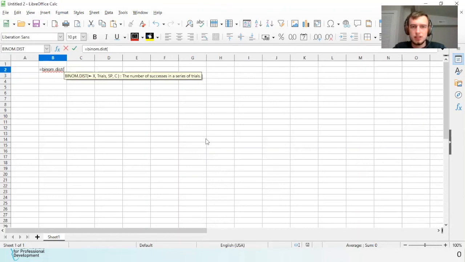So the number of successes in a series of trials. Let's say, same as we've always done, we have 5 coins, they're fair. What's the probability that 3 of them come up heads? So we want 3 successes. We're defining successes as heads. There's 5 trials, 5 coin flips.